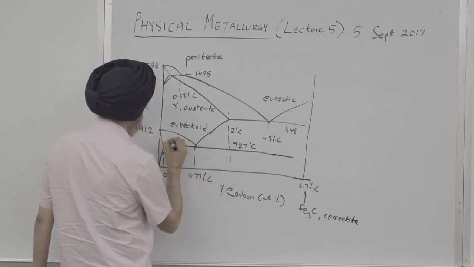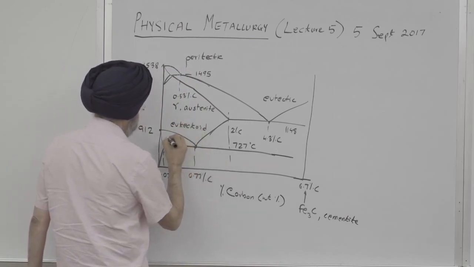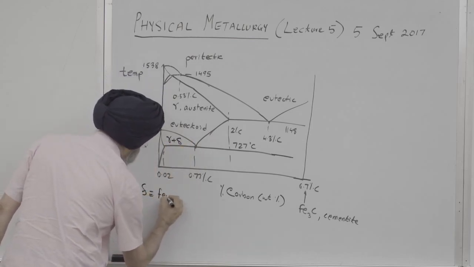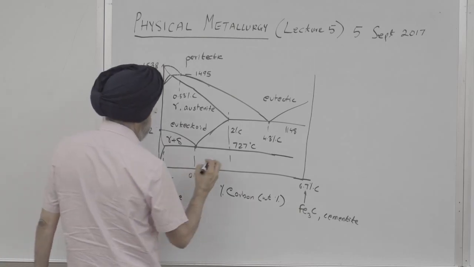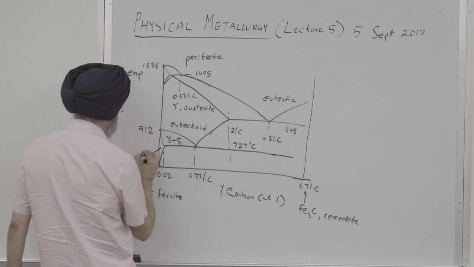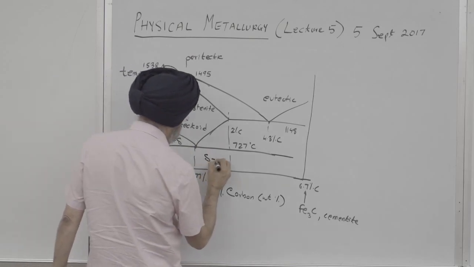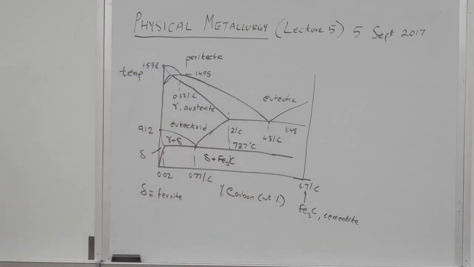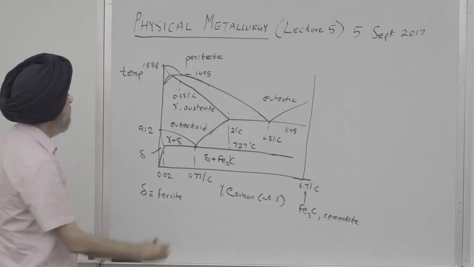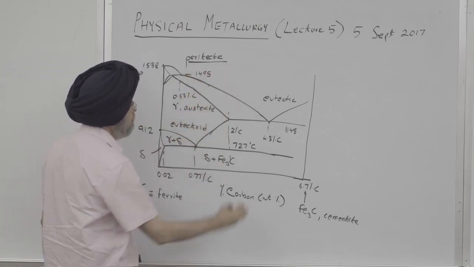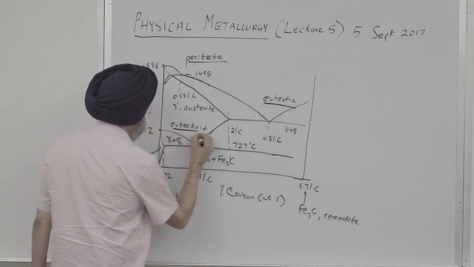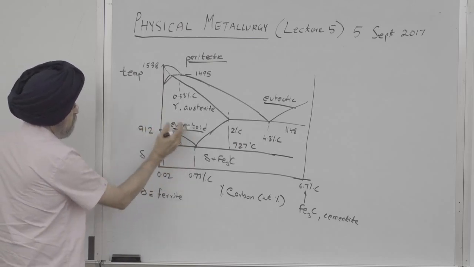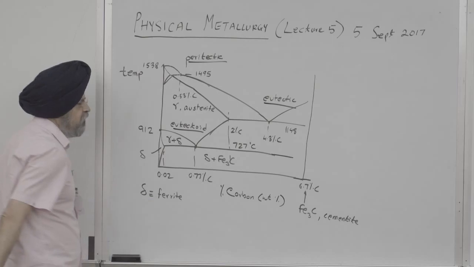And here we have, okay, this is gamma. So this is gamma plus delta. Delta is ferrite. And this space, so this is delta, which is ferrite. So this is delta plus Fe3C. So this is the iron carbon diagram we looked at last time. So we have three reactions: peritectic reaction, eutectic reaction, and eutectoid. So for steel, we're basically interested in this region over here, and we can forget about the rest of the diagram.